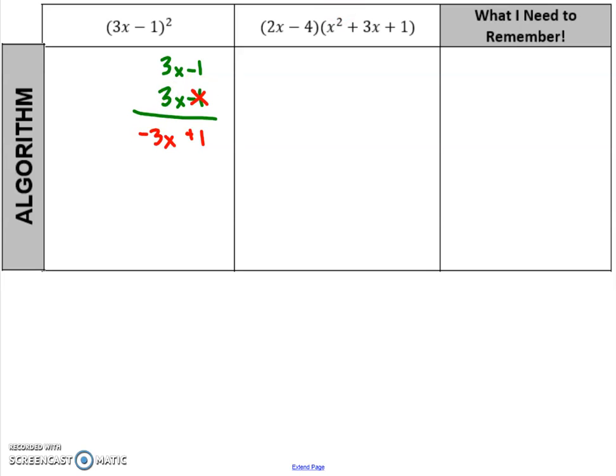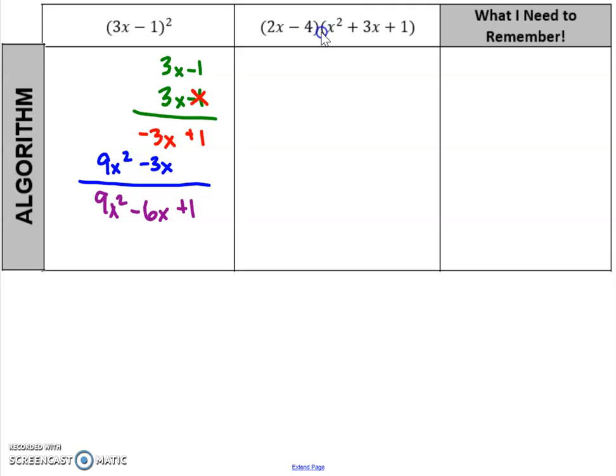I'm done with negative 1. 3x times negative 1 is negative 3x, stacking like terms. 3x times 3x is going to be 9x squared. Remember, 3 times 3 is 9, x times x is x squared. Okay, and then we combine like terms. So I have 9x squared, negative 3x minus 3x is negative 6x, plus 1. Feeling all right. Here we go.